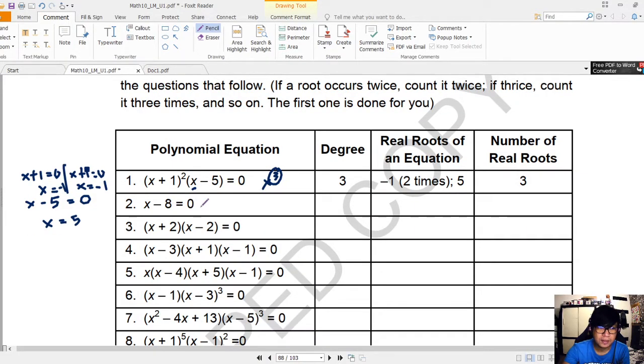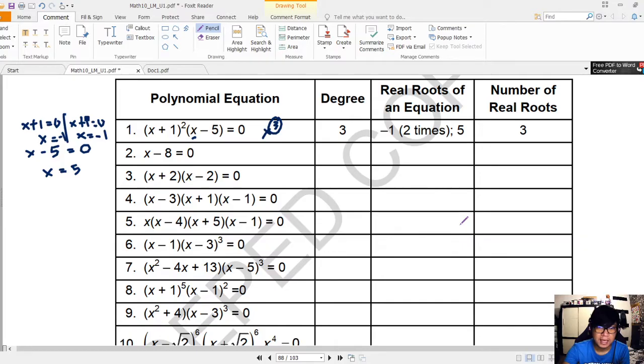Okay, dito, number 2. Proceed tayo number 2. Ano yung degree ng number 2? So, the degree is, highest exponent is 1. Understood na may 1 man yung x dyan. So, the real roots of an equation is 8. Diba? So, x is equal to 8. Because, if we're going to substitute x dito, so 8 minus 8 is equal to 0. So, 0 is equal to 0. So, ilan lahat ang number of real roots? There is only 1.